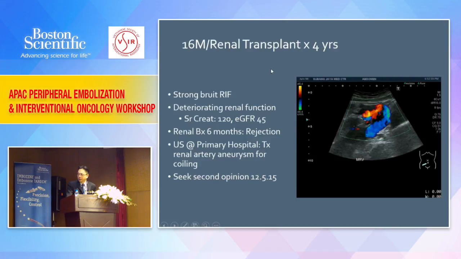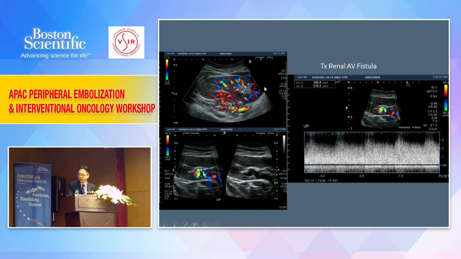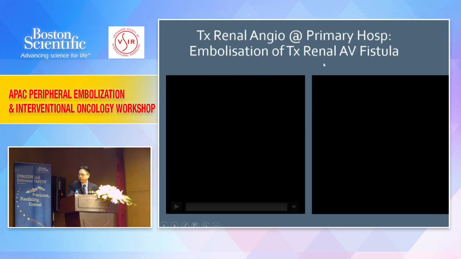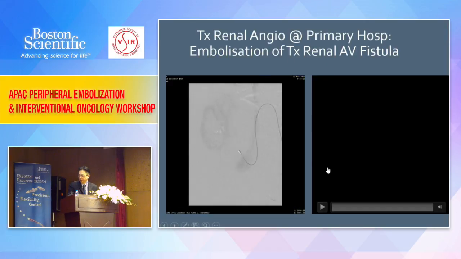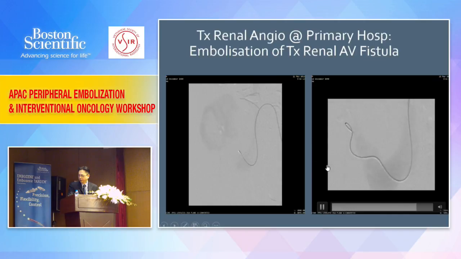A 16-year-old boy, transplant was four years ago, and a strong bruit was detected. The initial ultrasound said renal artery aneurysm, but on further evaluation it was actually a huge AV fistula, with an eGFR of 45. He was planned for coiling of a renal artery aneurysm, but obviously the plan changed because the final diagnosis is AV fistula. This is a Doppler I did before they went in for the angio. The peak systolic velocity is about 345, and this was the picture I showed you earlier.